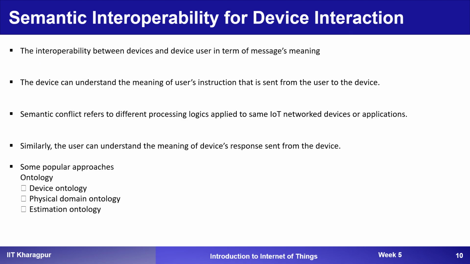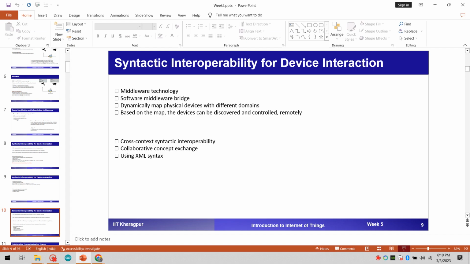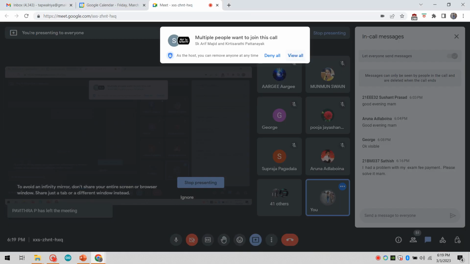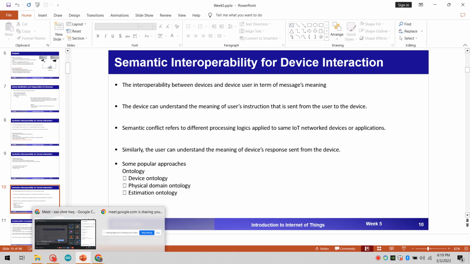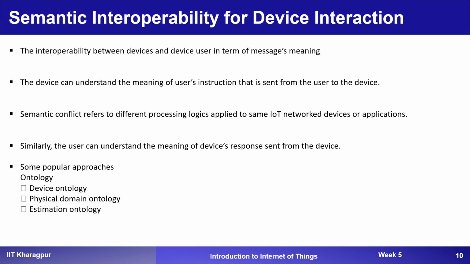Now next is semantic interoperability for device interaction. So the interoperability between the devices and the device user in terms of message meaning. In case of syntactic, it was message format, and now it's message meaning. So this is called semantic interoperability. The device can understand the meaning of the user's instruction that is sent from the user to the device, and at the same time the user should understand the message which is sent by the device. So semantic conflict refers to the different processing logics applied to the same IoT network devices or application. Similarly, the user can understand the meaning of the device response sent from the device, right?